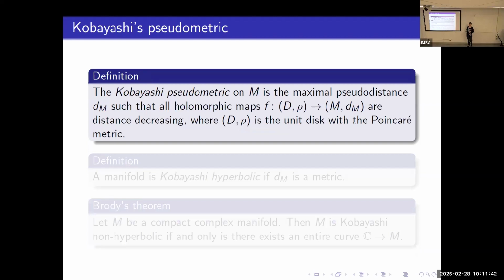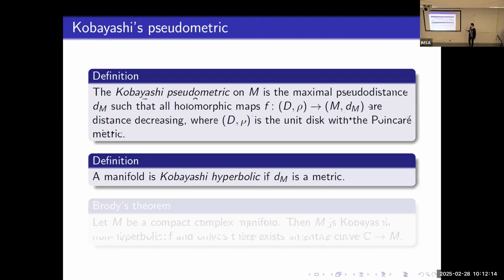Okay, well, here you guys know about hyperbolicity and the Kobayashi pseudometric, but let me just go through the slides. So we know the Kobayashi pseudometric is the maximal pseudodistance such that any holomorphic map from the unit disk with the Poincare metric to this manifold or space M with the Kobayashi pseudometric is distance decreasing. A manifold is called Kobayashi hyperbolic when this distance is indeed a metric. It's not just a pseudometric.